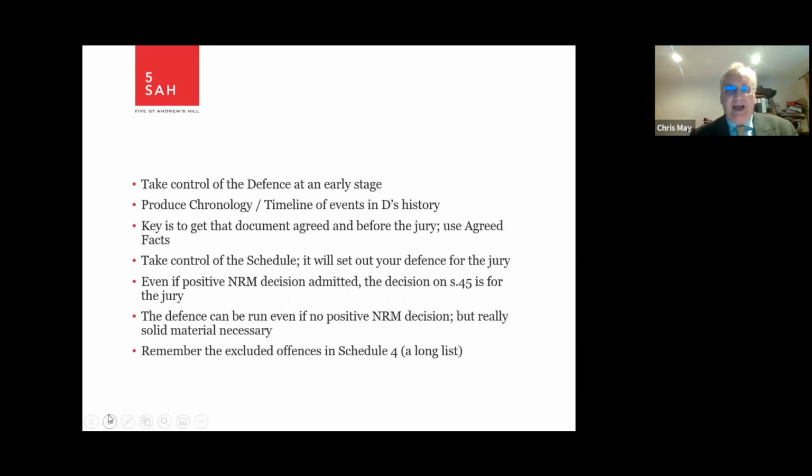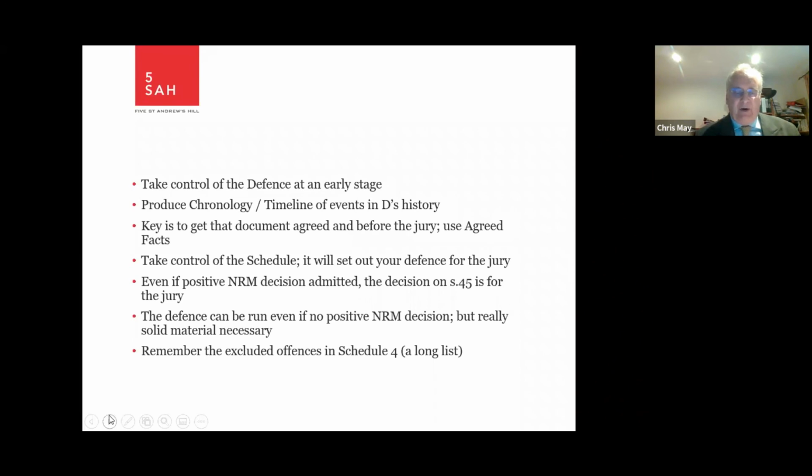The key is to get that document agreed and to get it before the jury at the earliest possible moment. And you can do so using agreed facts. So take control of that document, of that schedule, because after all, it's going to set out your defence in front of the jury. The jury will have it with them. So when a defendant themselves gives evidence, it may be apparent from their manner, from their demeanour, that they might be the sort of person who is vulnerable and susceptible to exploitation. But as to the facts of what's happened, obviously they're likely to be pretty vague in many areas. If you've got that history of the particular defendant in front of the jury anyway in the schedule, you can use that, not just the evidence of the defendant themselves.